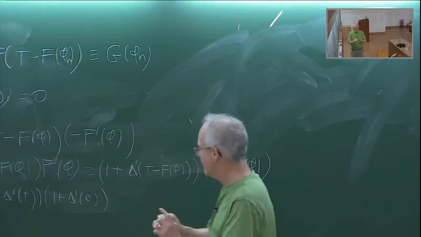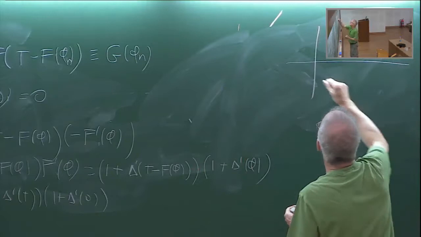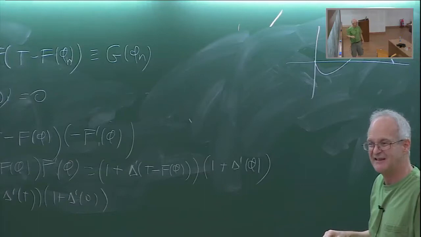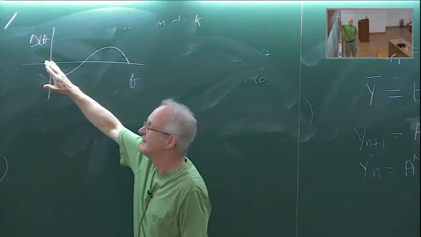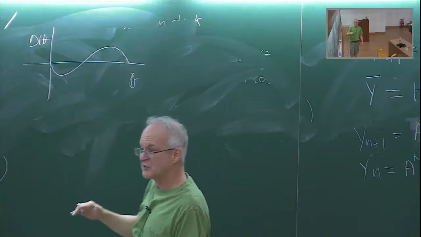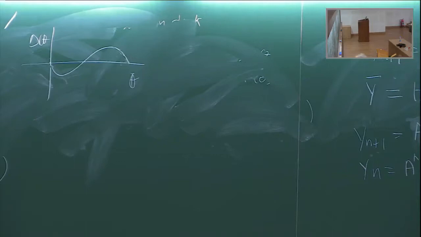So if your PRC looks like this, theta, delta of theta. If your PRC looks like that, it has a negative slope there, right? And a negative slope there. And that slope is not too negative because of this condition. Then you get stability of synchrony.